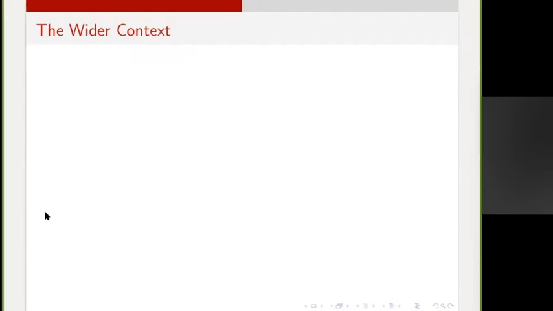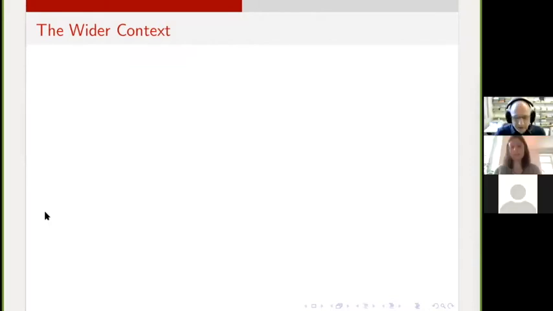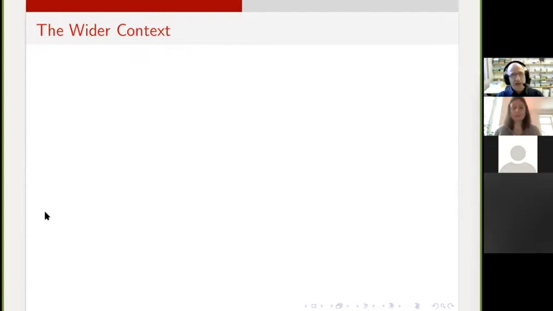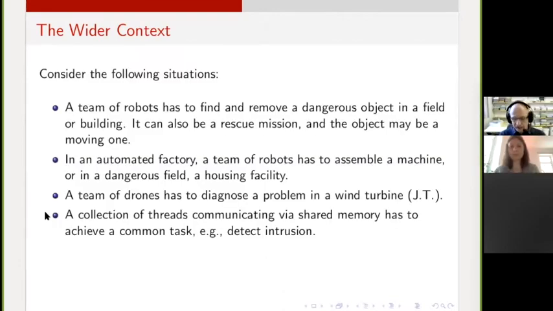So let me first give you the wider context of this area, of the problematics of the area. We are interested in such scenarios, situations that are described here, where the common thing is that we have some team of intelligent agents. These can be robots or drones or other types of intelligent agents. And they have some joint mission. They have to accomplish something together, like they have to remove a dangerous object in a field or rescue people after a landslide, or they have to assemble something, or, Jana Tumova gave me this example, a team of drones that has to diagnose a problem in a wind turbine.